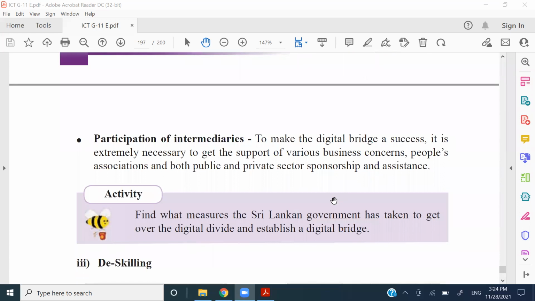And participation of intermediaries: to make the digital bridge a success, it is extremely necessary to get the support of various business concerns, people's associations, and both public and private sector sponsorship and assistance, right? That is another factor which will help to create a strong digital bridge, right? Because the government itself will not have the ability to provide all the facilities to all the people who need them, right? So they should have agreements with the public and private sectors to make this dream, to make this digital bridge much stronger, right?